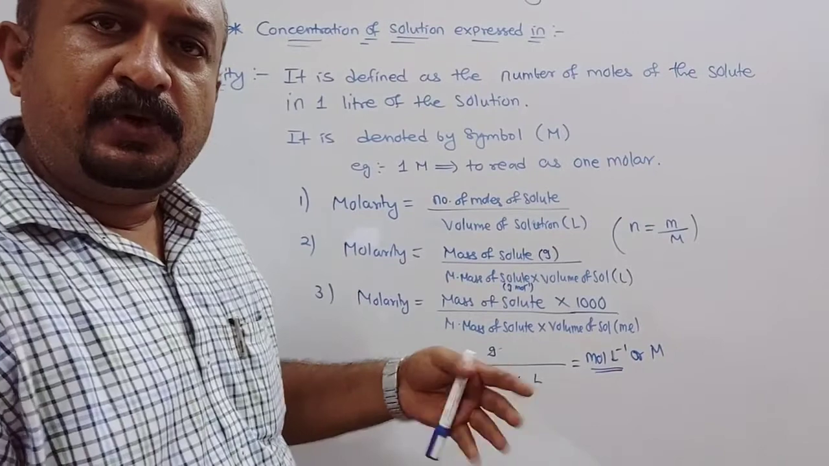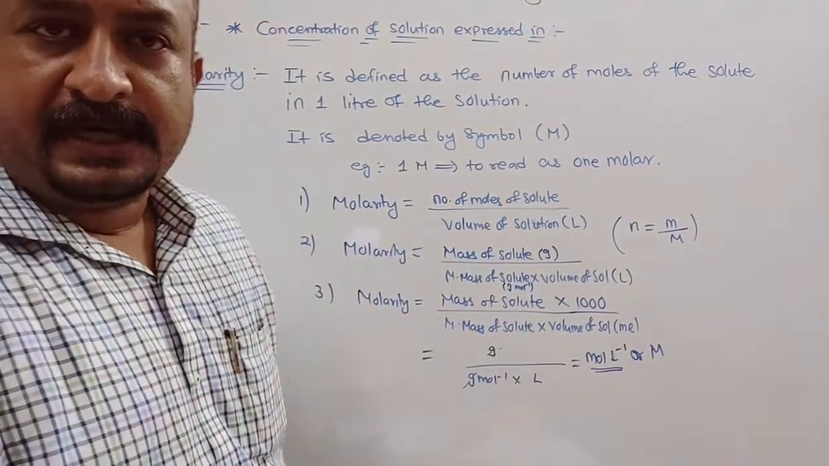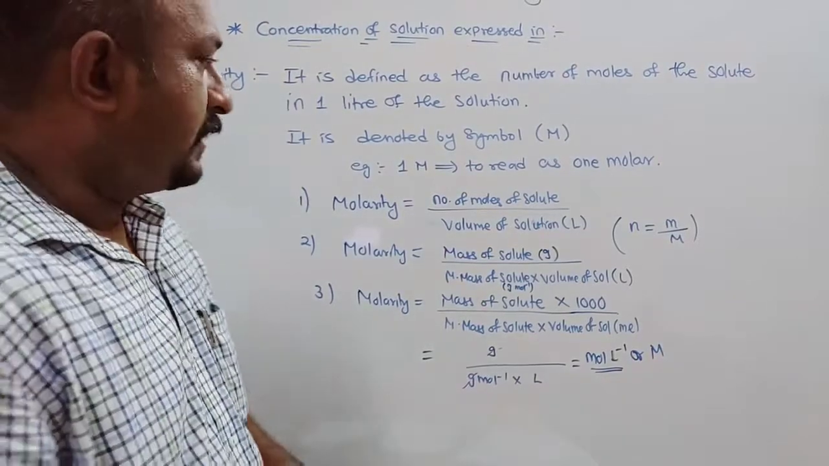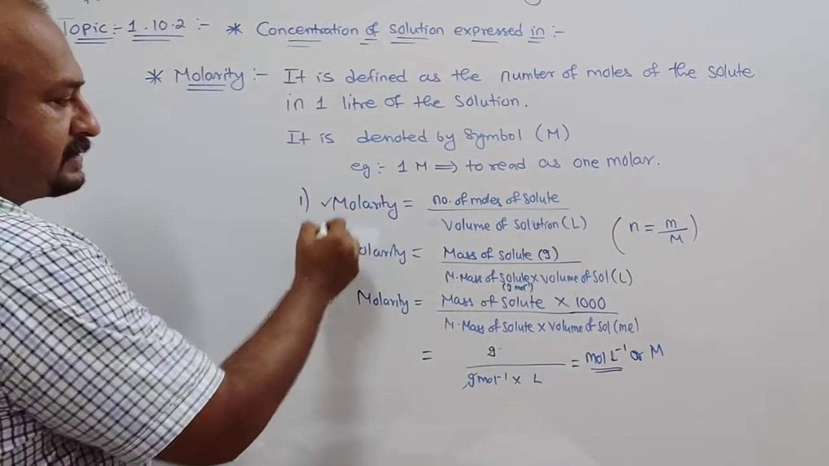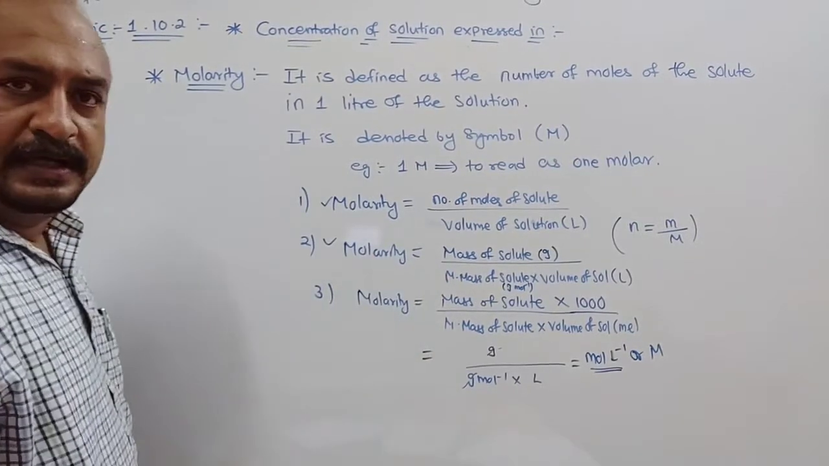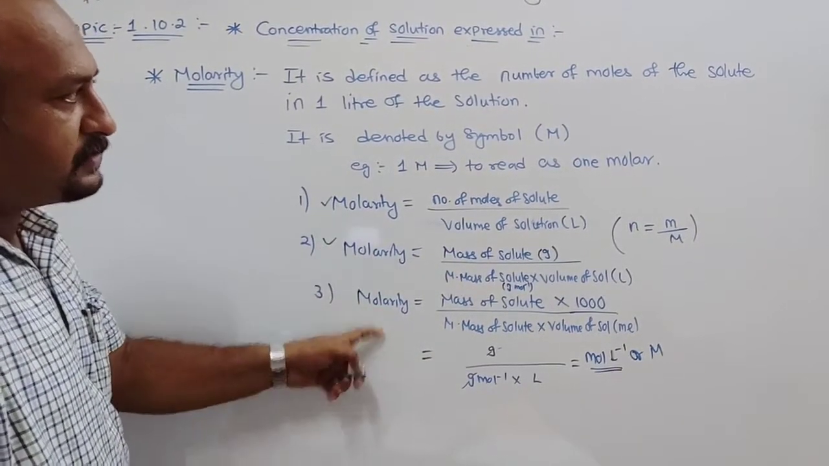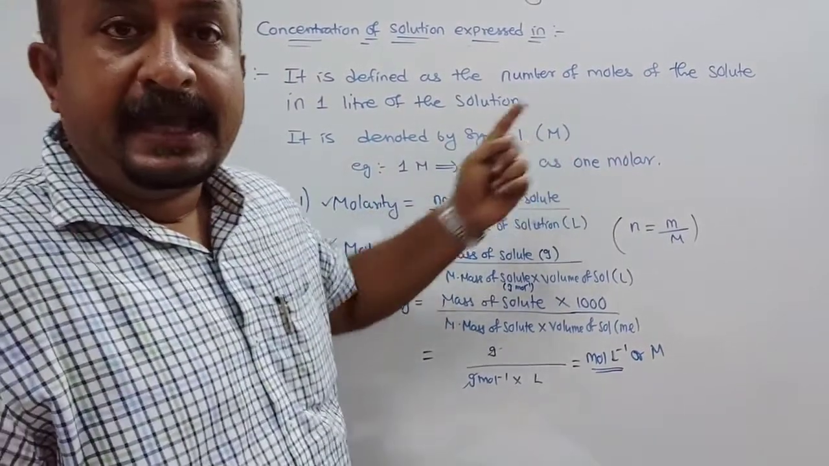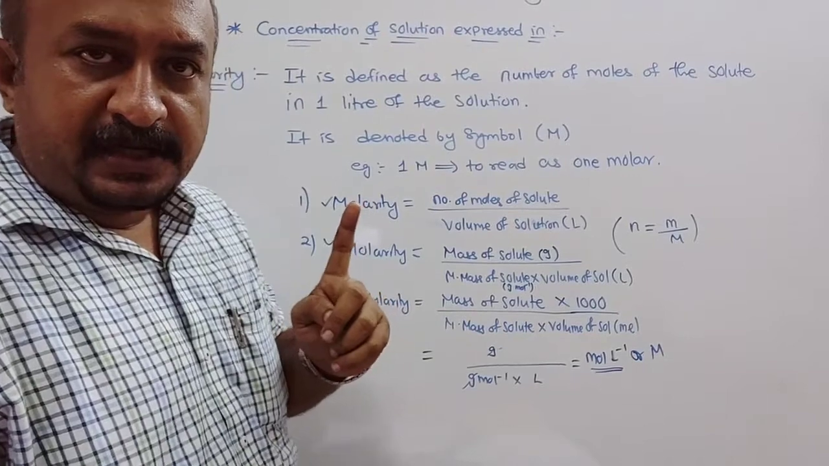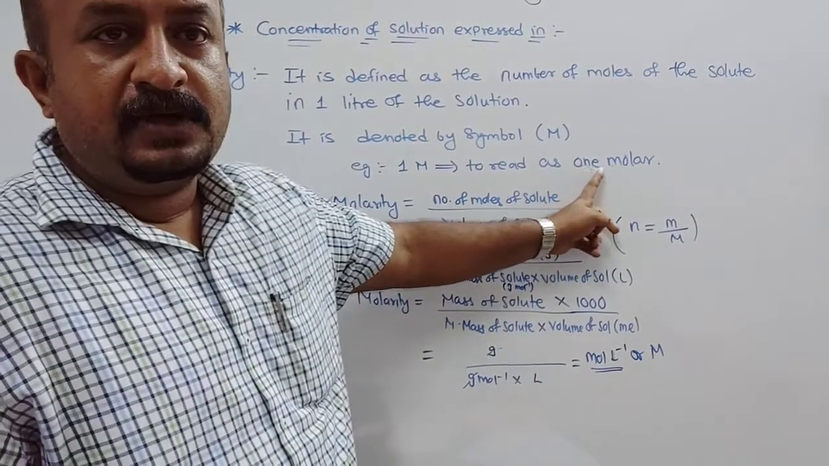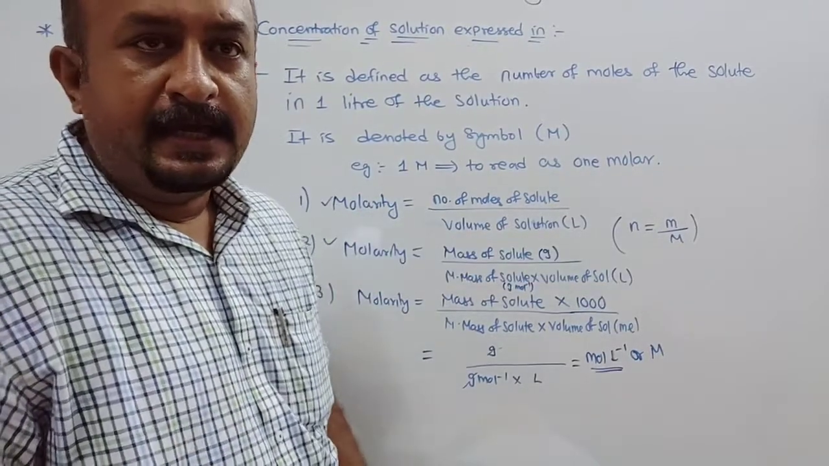If it is in ml, it is mole ml inverse, but we will always try to do it in mole liter inverse only. Understood? So you can use these 2 formulas. If volume is given in ml, you convert it into liters. So these 3 formulas you can write down along with the definition. It is denoted by capital M, uppercase. Understood? And how to read 1 molar? You read it as 1 molar, M-O-L-A-R.